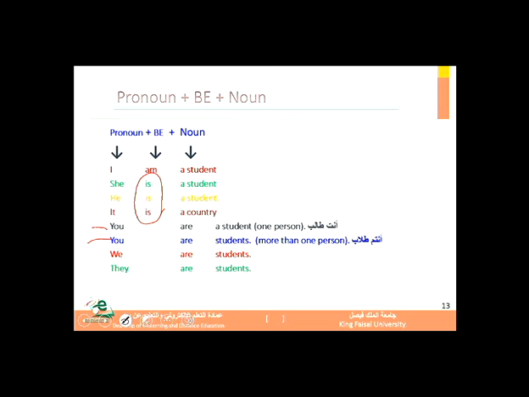You are a student. أنت طالب. You are students. More than one person. أنتم طلاب. So clearly the pronoun you is used for singular and plural. However, it is always followed by are, whether we are talking about one person or more than one person. It is always are in both cases. We are students. They are students. So this is again showing us we can have pronoun followed by one form of verb to be followed by another noun.